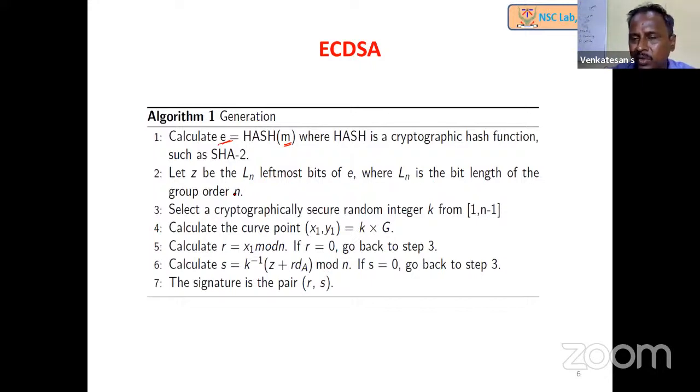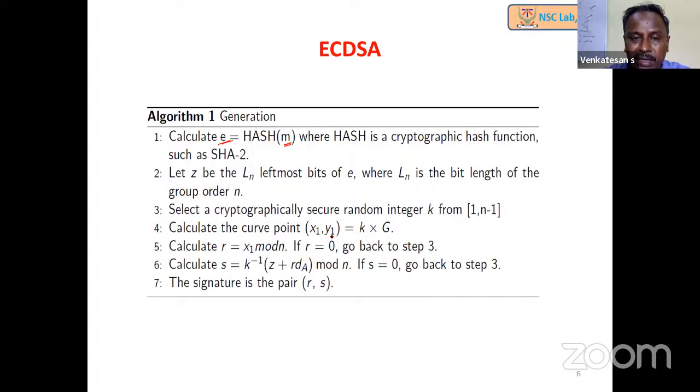Some number of bits only we are taking, and Ln is the bit length of the group order. We are not taking more, because it should not go beyond the n value, otherwise we will not get the output we deserve, because it should always be less than n, since we are going to compute the modulus. Then we have to select a secure random integer k, which is between 1 and n minus 1. This is again another secret key.